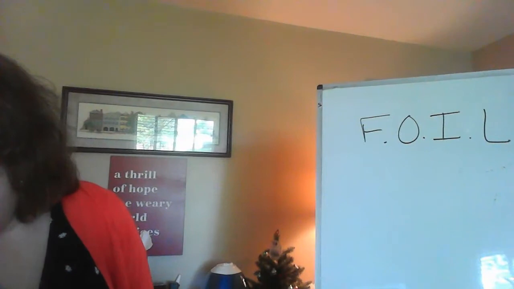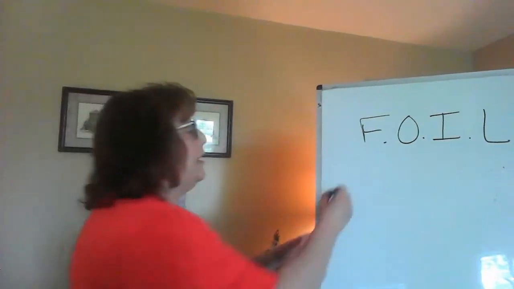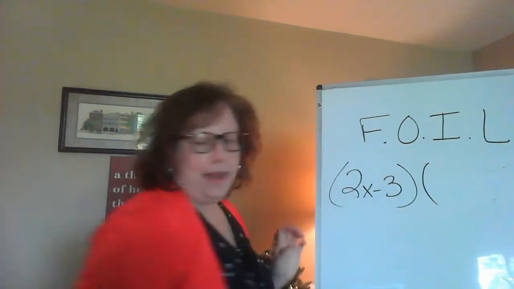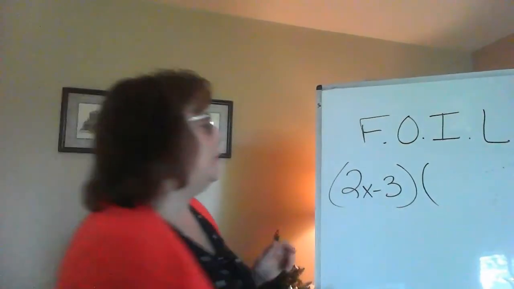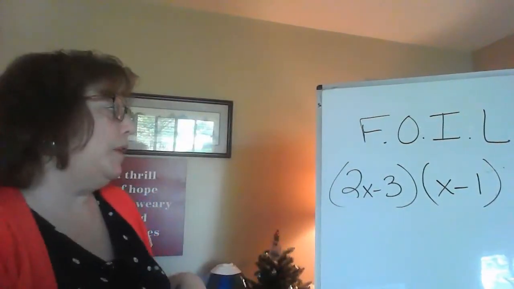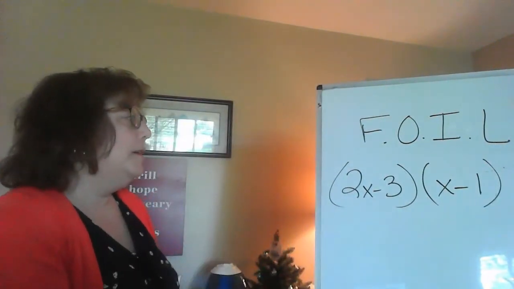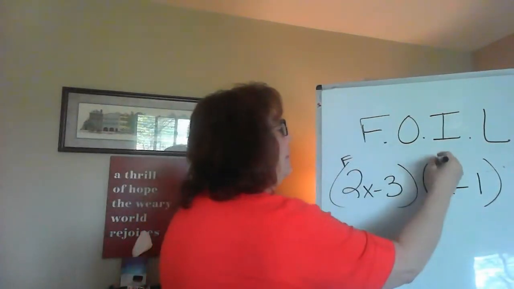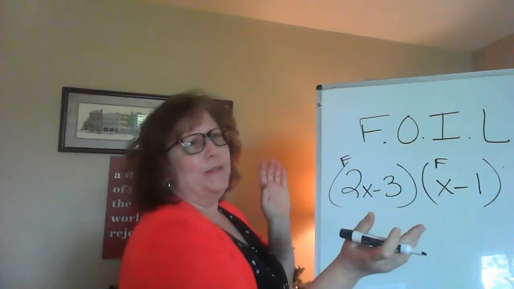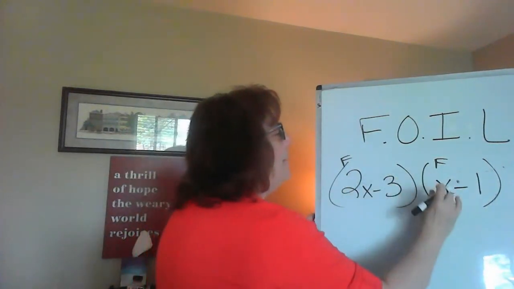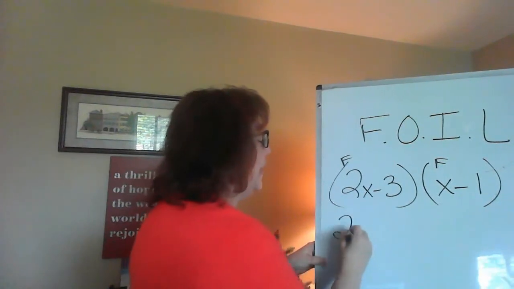All right, let's try number 5. 2x minus 3 and x minus 1. Now, if you didn't understand this when we were going through it, I hope you're following along. And so we begin with the two firsts. It's like these are both the firstborns in the parentheses or something like that. So 2x times x is going to be 2x squared.